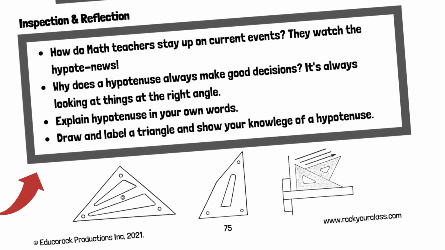How do math teachers stay up on current events? They watch the hypotenuse. Why does a hypotenuse always make good decisions? It's always looking at things at the right angle.